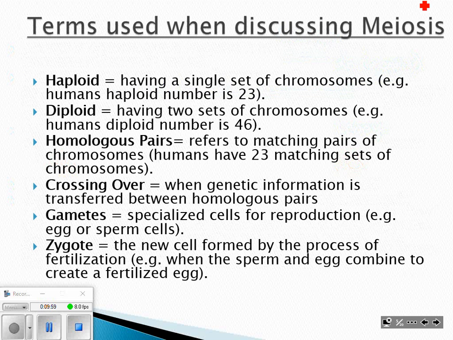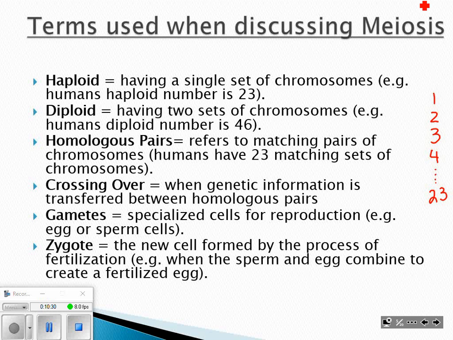we're going to get that variation. So we talked about haploid and diploid. Haploid having a single set of chromosomes. Humans, our haploid number is 23. Diploid is 2 sets of chromosomes. Our diploid number is 46. Homologous pairs is a little bit of a new concept. Homo, that prefix means the same. Okay? So this refers to matching pairs of chromosomes. So you got 23 chromosomes from your mother. So let's just do those in red.